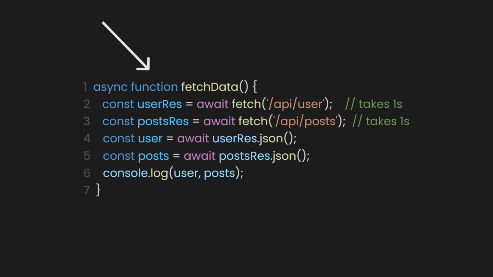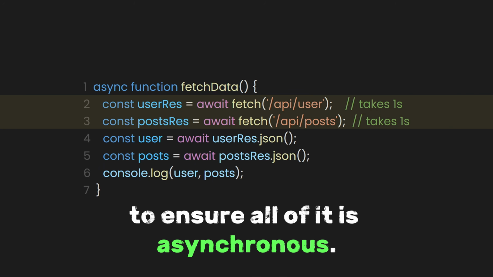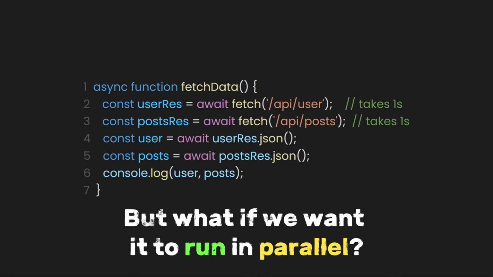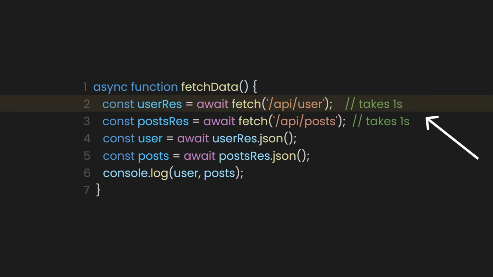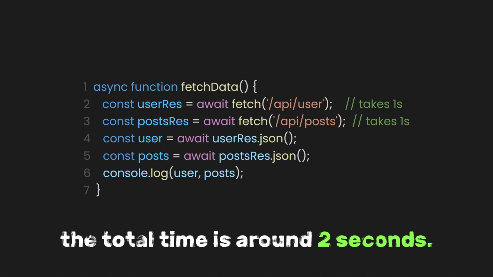Here we have an async function called fetchData, which fetches the user and posts data. This typically works very well since we're using await to ensure all of it is asynchronous. But what if we want it to run in parallel? Right now, the function waits for the first fetch to finish before starting the second one. That means if each fetch takes 1 second, the total time is around 2 seconds.